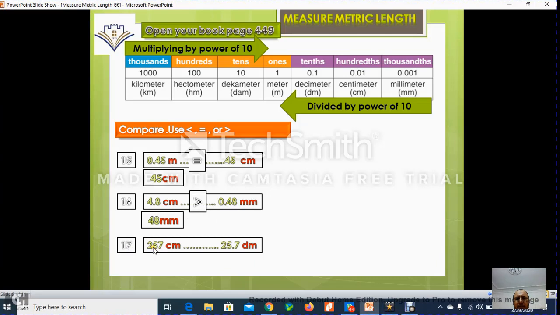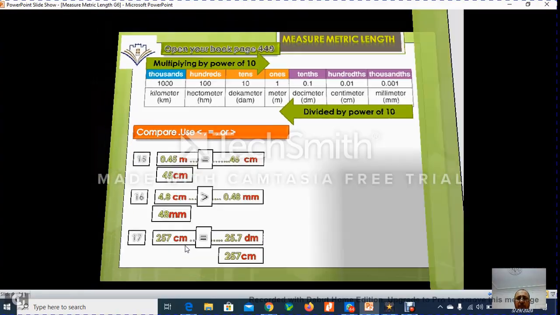Question number 17. 257 centimeter dots 25.7 decimeter. I need to convert from the large unit to the smaller unit. Decimeter is bigger than centimeter. When we convert from decimeter to centimeter, we multiply by 10. Why multiply? Because we convert from a large unit to a smaller unit. Then 25.7 multiplied by 10 equals 257 centimeter. Then both of them are equal.